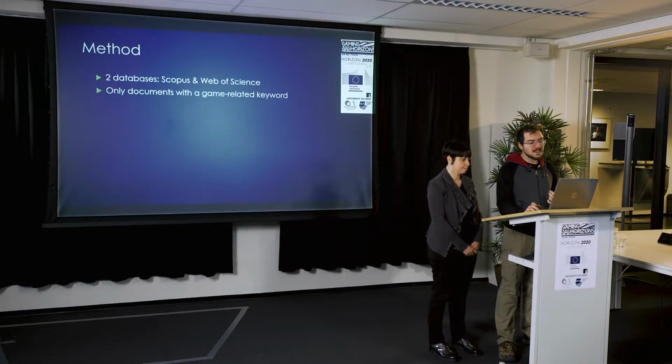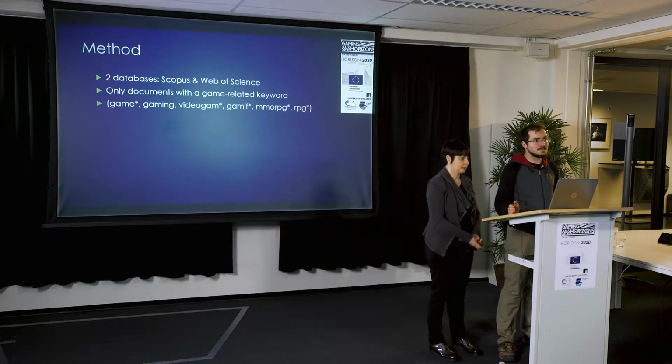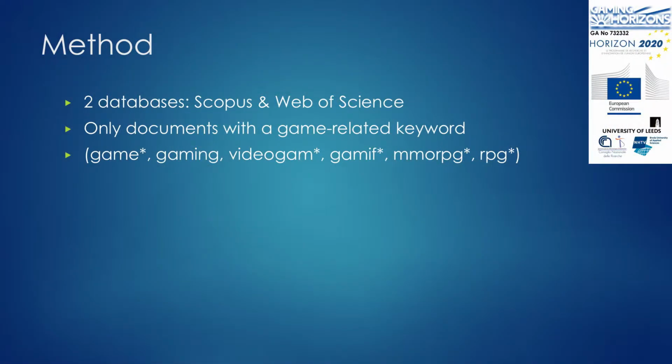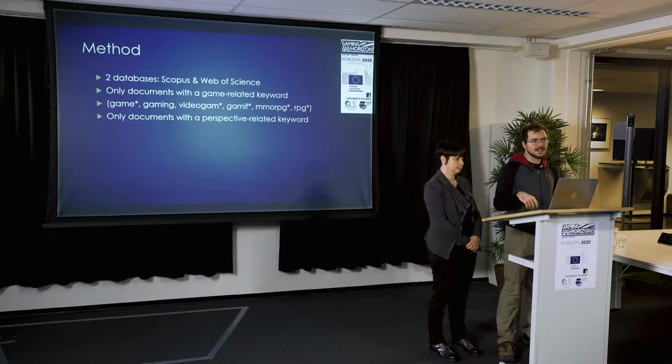We retrieved the academic documents from two databases, Scopus and Web of Science, and we retrieved all academic papers which had a game-related keyword. So among the keywords that describe the paper, at least one keyword related to games, video games, gamification, RPG, and at least a keyword related to one of the perspectives we were interested in. So for example, for psychology, we collected papers that talked about immersion or collaboration, competition.